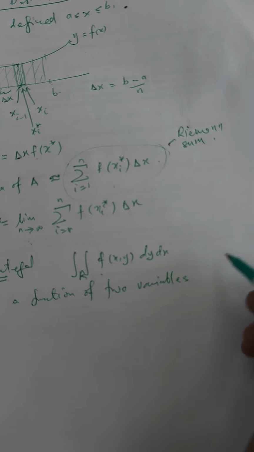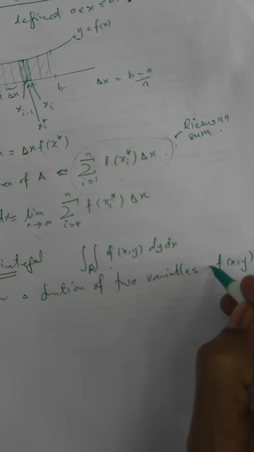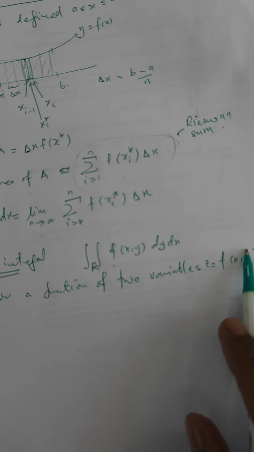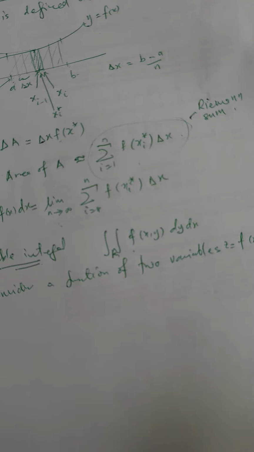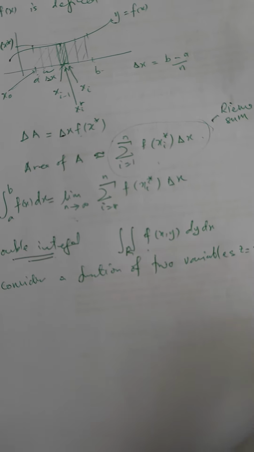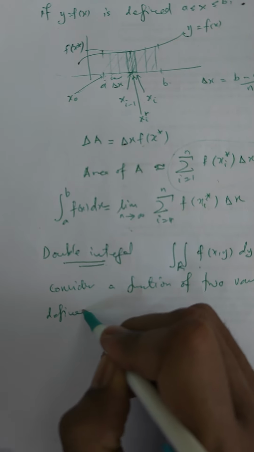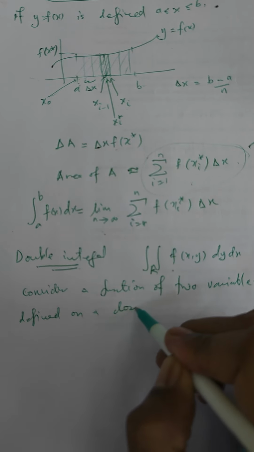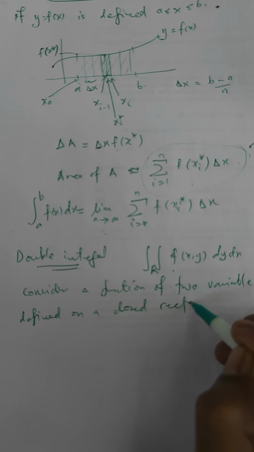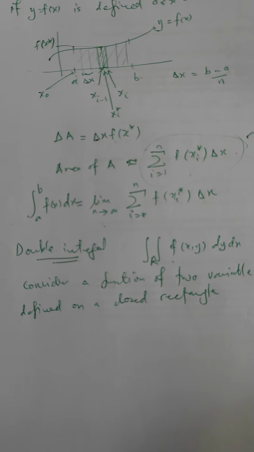Let's say f(x,y). Those functions, let's say f(x,y). You can denote this as z if you want. But the main point that I want to focus on is the function f itself, defined on a closed region, or a closed rectangle. We deal with the rectangle first, and this is quite easy to see.